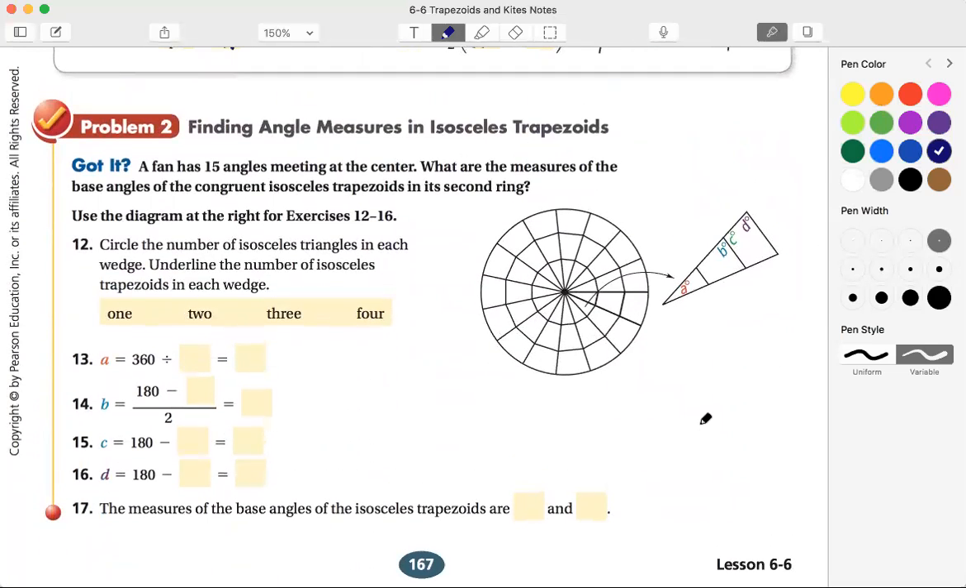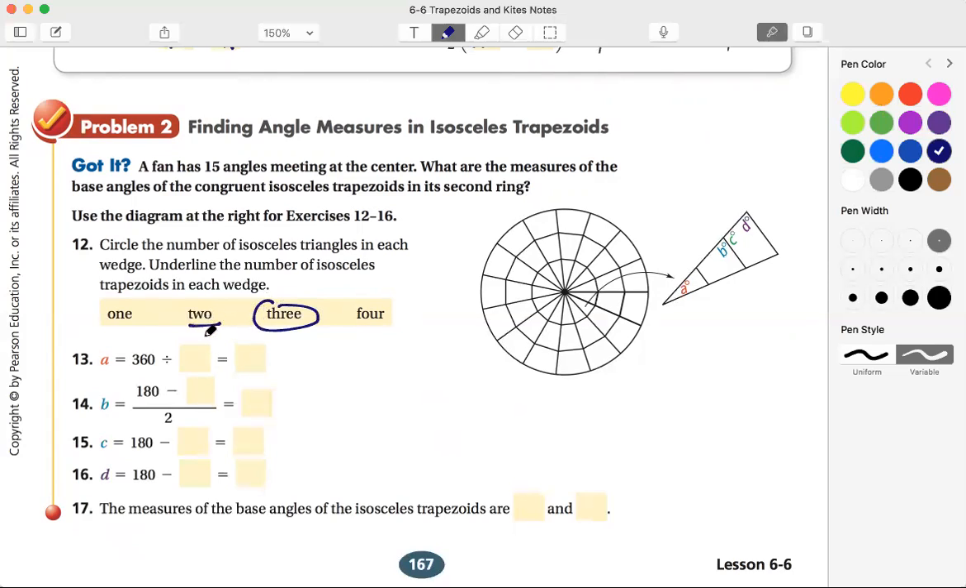All right, so a fan has 15 angles meeting at the center. What are the measures of the base angles of the congruent isosceles trapezoids in the second ring? Okay, so circle the number of isosceles triangles in each wedge. Underline the number of isosceles trapezoids in each wedge. So there are 3 triangles and 2 trapezoids.